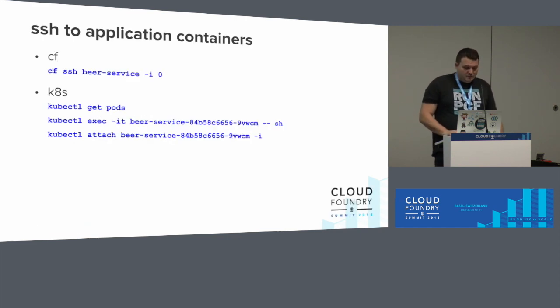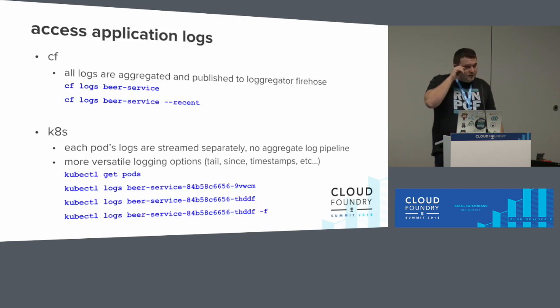I can SSH into a container on both platforms. I can look at the logs. On Cloud Foundry, I have a log aggregator that aggregates all the logs in a firehose that I can redirect to some of my logging facilities, like Splunk, ELK, whatever it is, PCF Metrics, hopefully. On Kubernetes, you have to build that yourself, right? So it's not trivial, but it's not hard either, right? So you can, but logs are separated for every pod. But you can tag them, you can redirect them all in the same spot, and then you get a really nice developer experience.